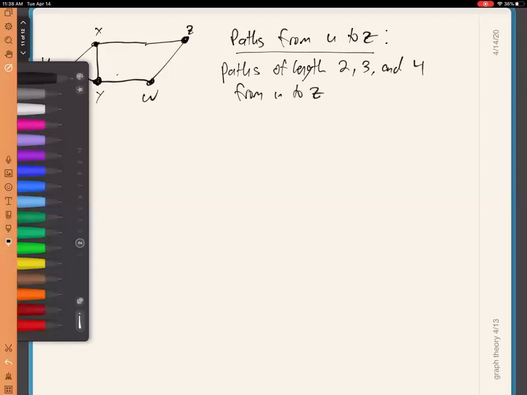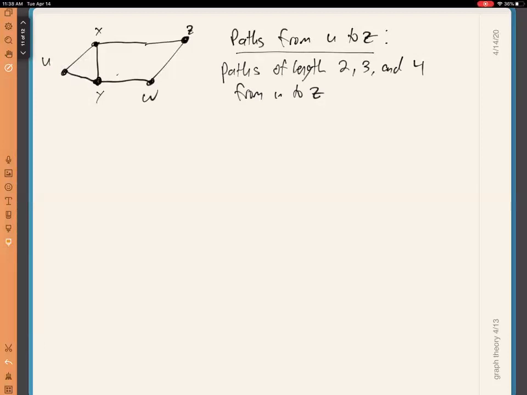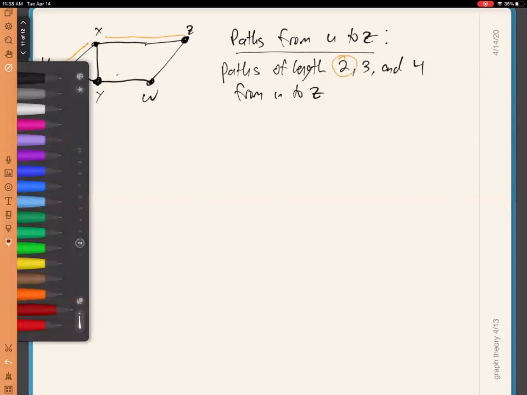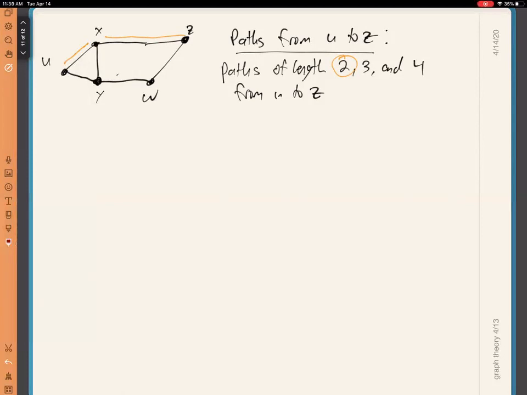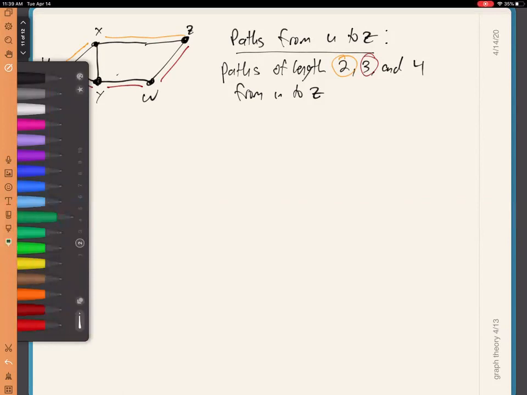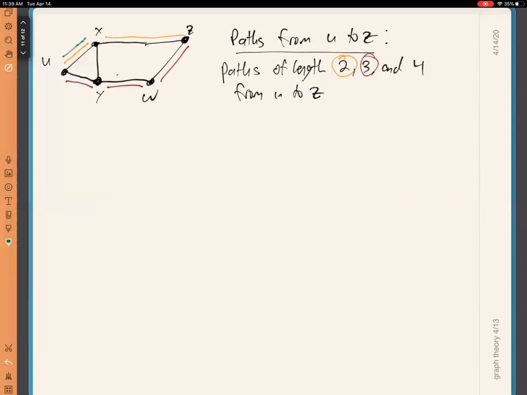So for example, what's a path of length 2 from U to Z? Well, I travel from U to X, and then from X to Z. So that's a path of length 2. What's a path of length 3? Well, I can travel from U to Y, and then Y to W, and then W to Z. So that's a path of length 3. And then finally, what's a path of length 4? Well, I can travel, for example, from U to X, and then X to Y, Y to W, and W to Z. So that's a path of length 4.